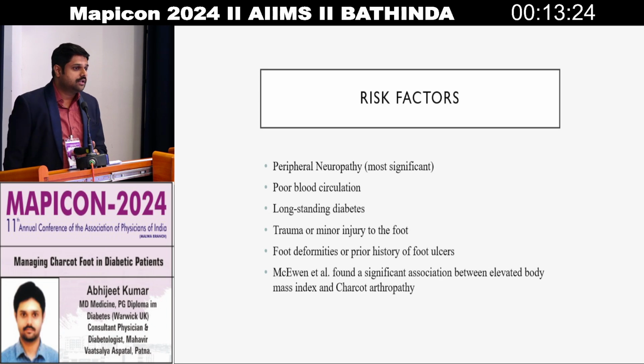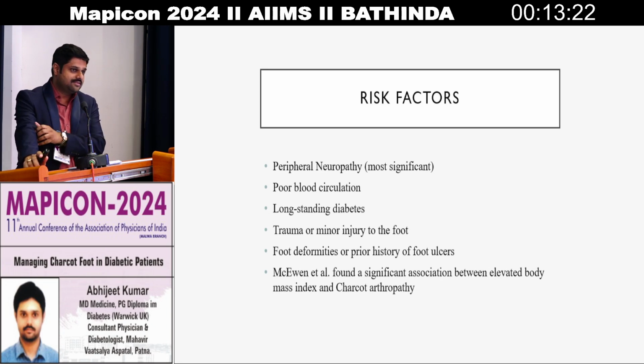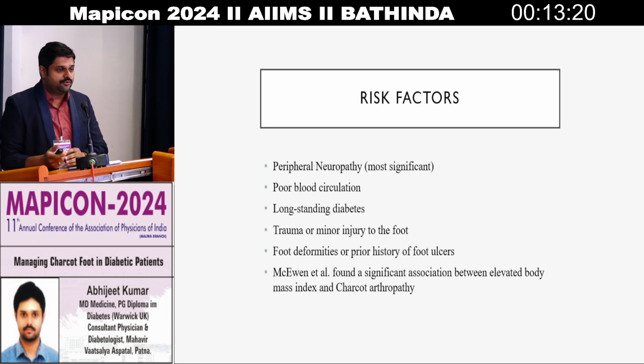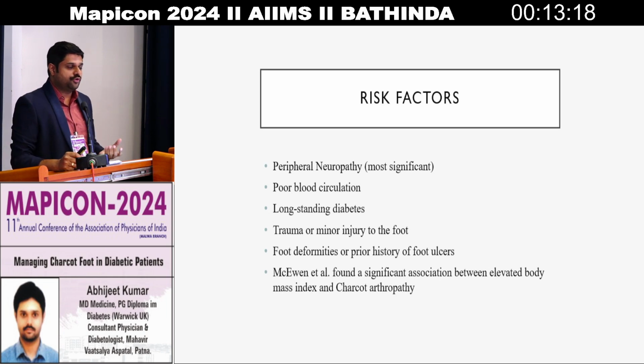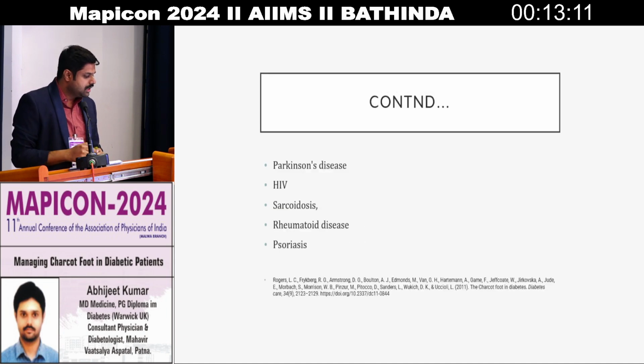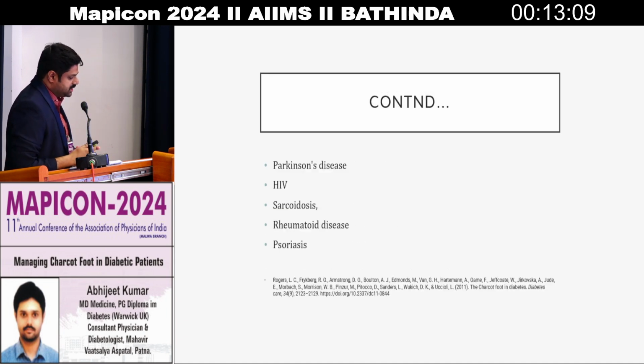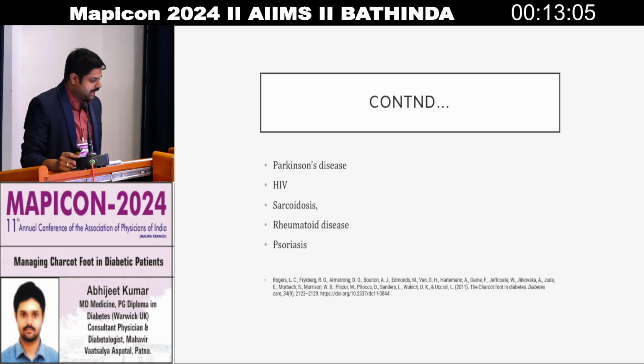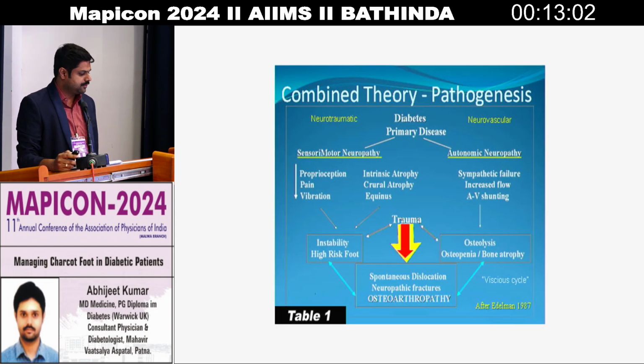And worryingly, the BMI is increasing not just in the 30s and 40s. Now we have students of school-going age who are overweight or obese. So some diseases which are linked with Charcots are Parkinson's, HIV, sarcoidosis, rheumatoid arthritis, and psoriasis.